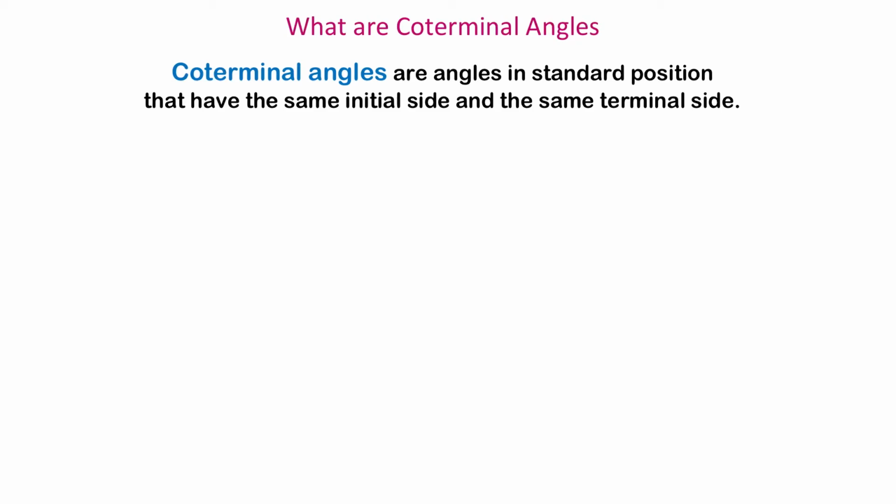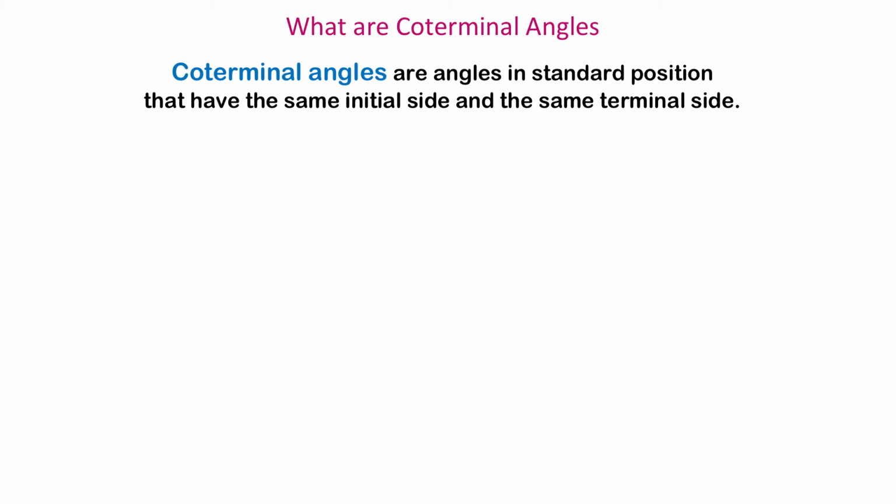In this video, we will talk about coterminal angles. Coterminal angles are angles in standard position that have the same initial side and the same terminal side. Let me show you examples of three different angles that are coterminal with each other.